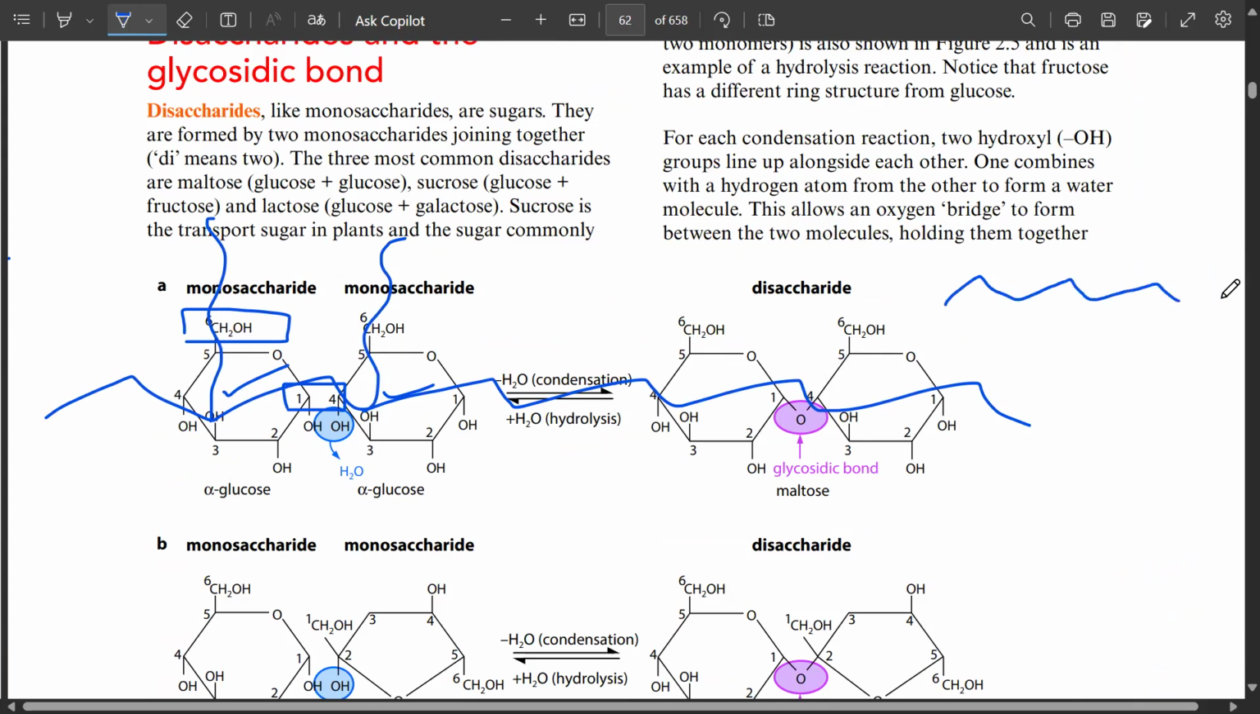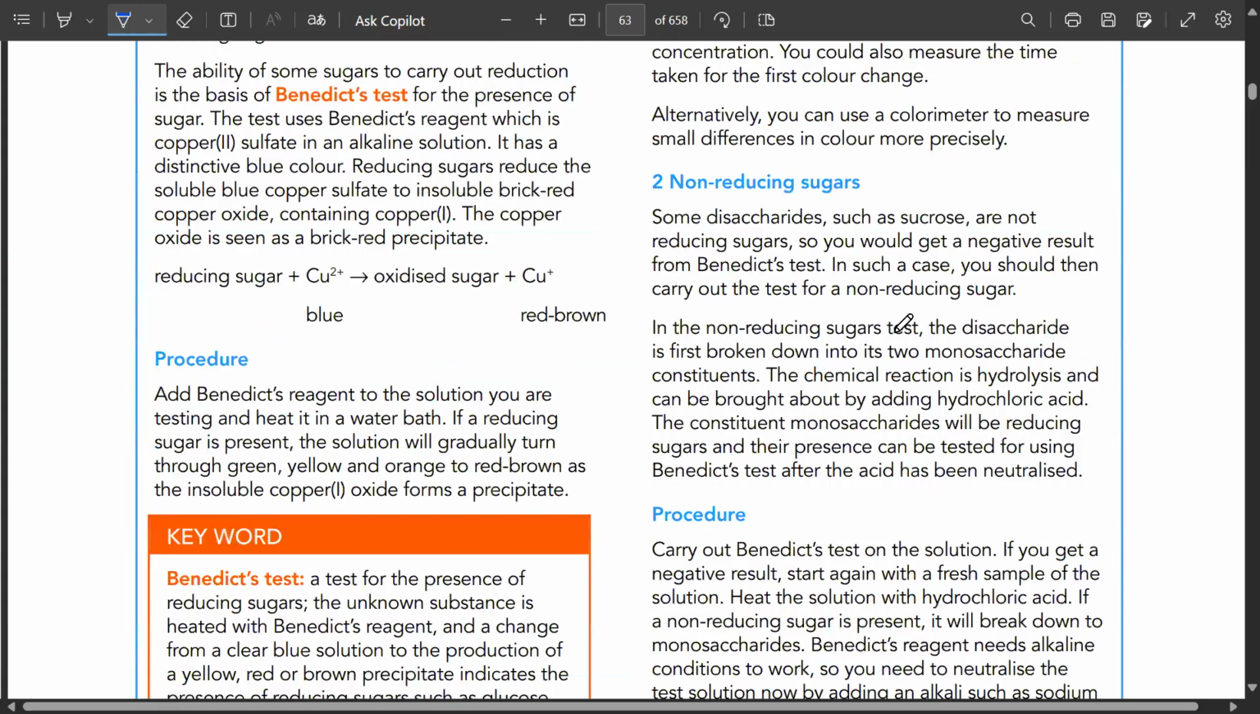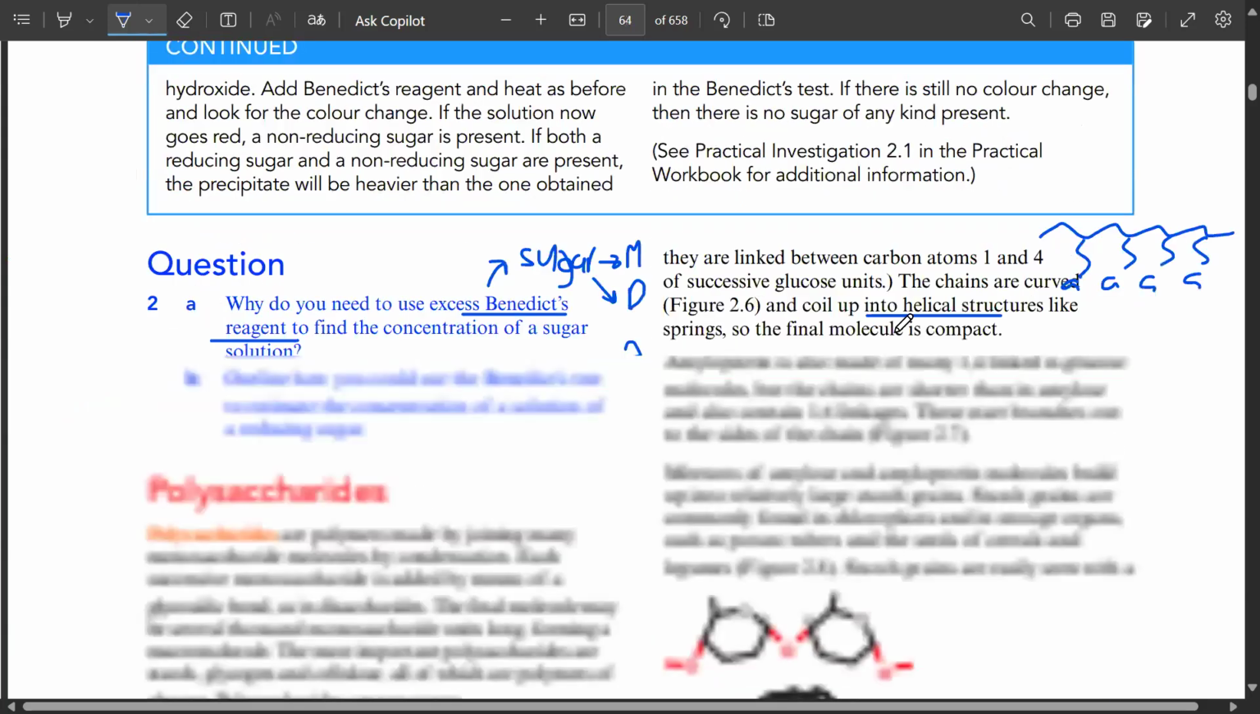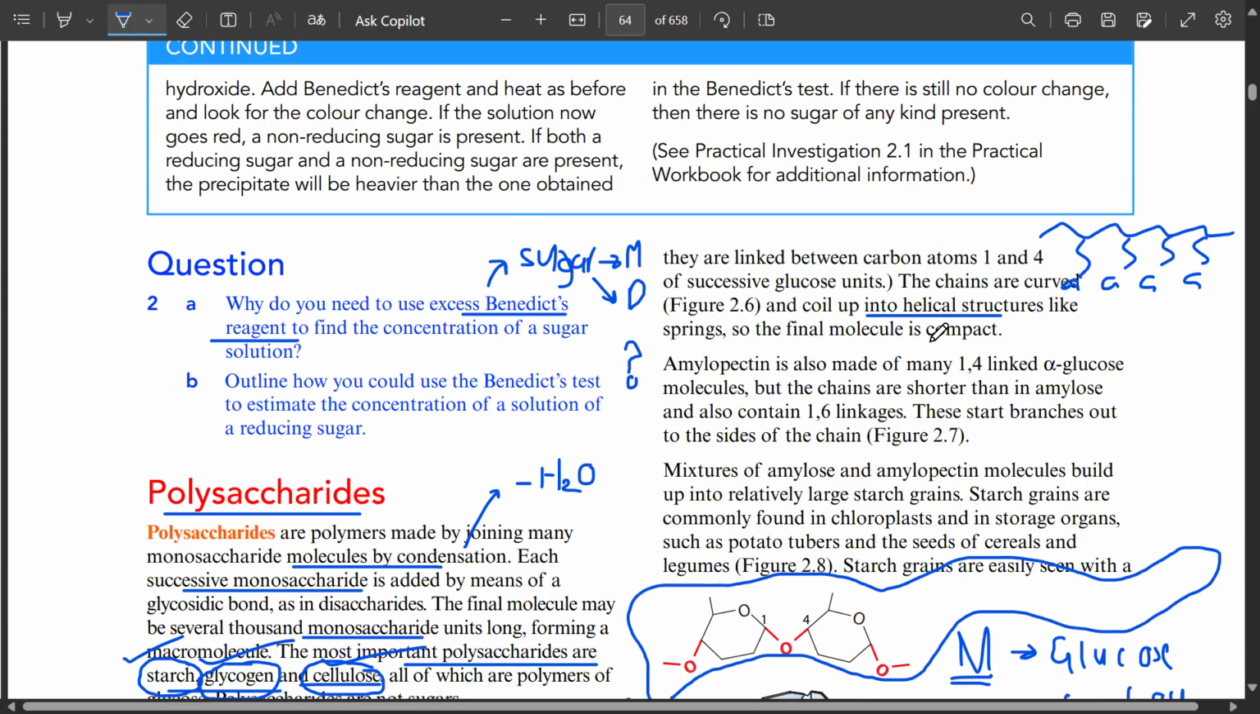If this is an amylose molecule with all 1,4 linkages, carbon number 1, 4, 1, 4, 1, 4, the same is the case from carbon number 6. There are going to be more glycosidic linkages in amylopectin. They are going to form side branches. So one of the differences: amylose isn't branched. Amylopectin is branched. Amylopectin is also made by 1,4 linked alpha glucose molecules, but the chains are shorter than amylose, and they also contain 1,6 linkages.